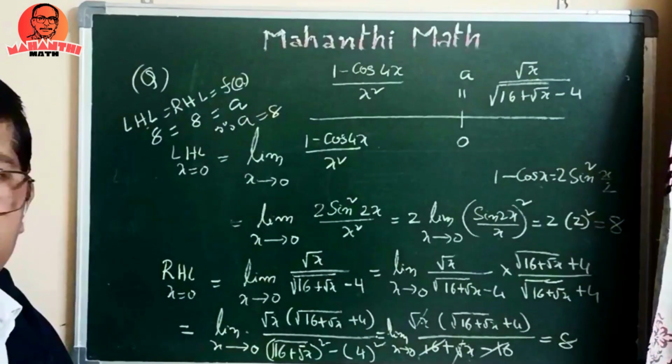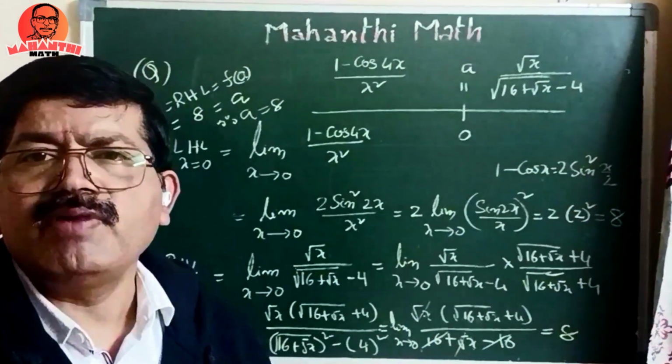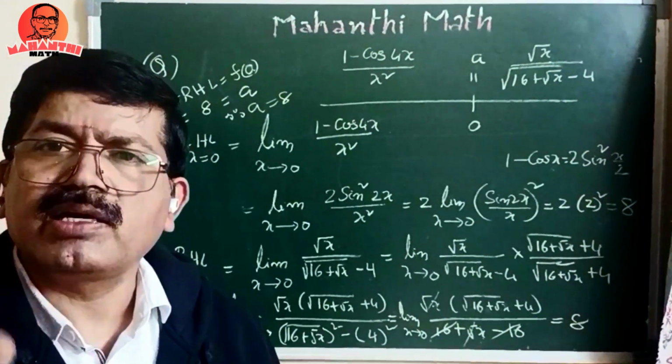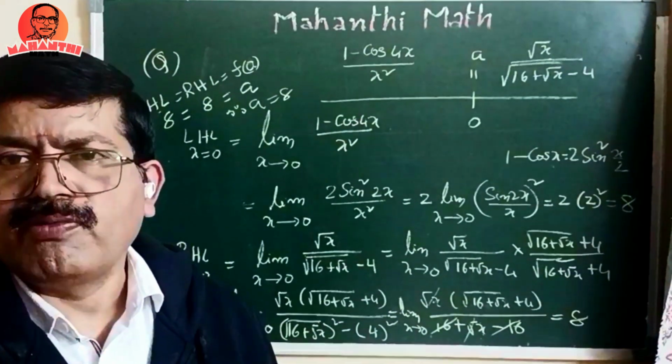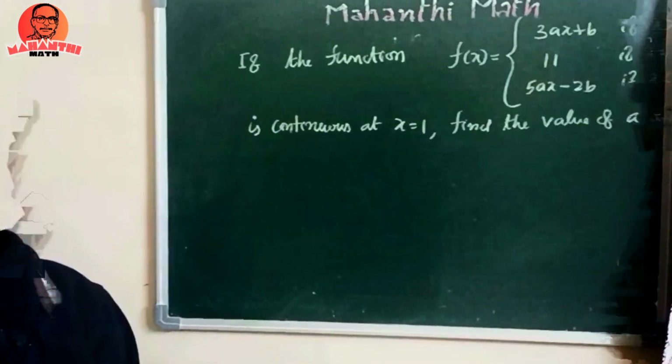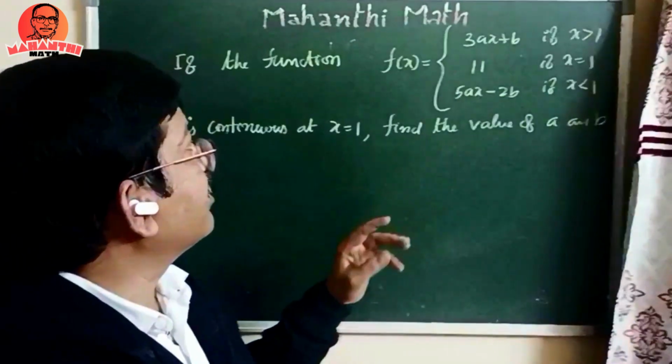So, what is your conclusion? For the A value 8, the function is continuous. Every time you write the conclusion. f is continuous for A equal to 8. That much only. Now, you see this sum.